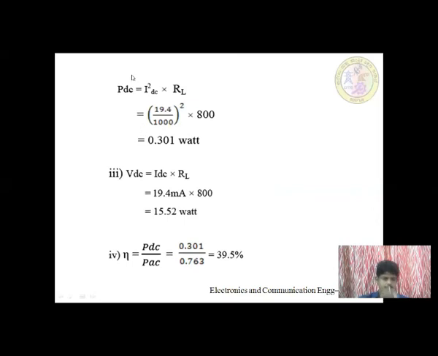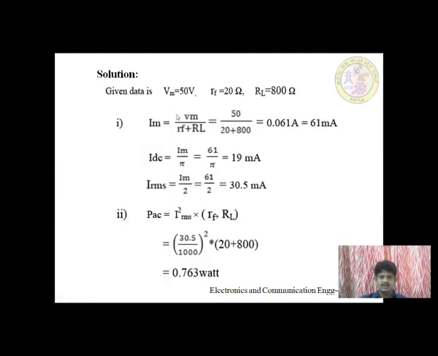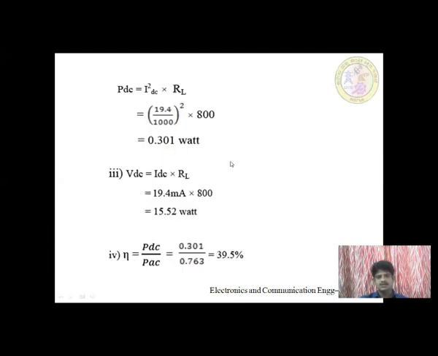Next we are going to calculate the DC output power. That's I square DC into RL. It is given in milliamps, so IDC is 19.4 milliamps. It is taken as 19.4 by 1000, because it is in milliamps, squared, into 800. When you simplify this, you will get 0.301 watts. So this is about the PAC and PDC.